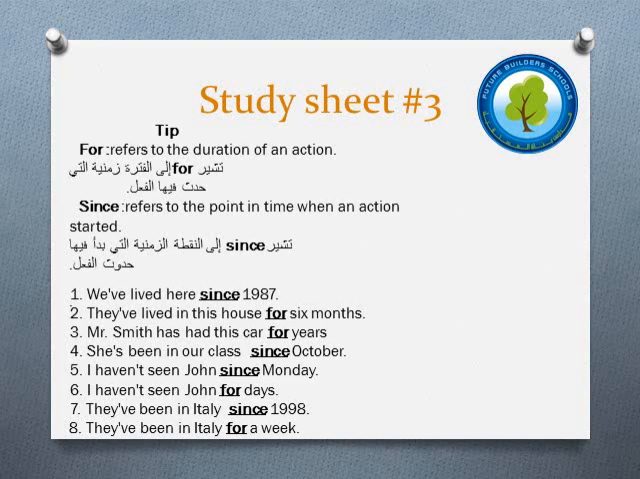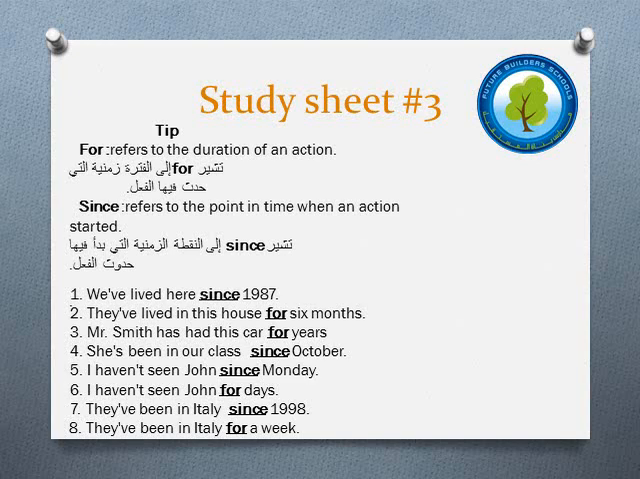Sentence number 5. I haven't seen John since Monday. And sentence number 6, the same sentence, I haven't seen John for 4 days. Number 5, since Monday, and here we mentioned the name of the day. عندما ذكرنا اسم اليوم, we used since. But we used for with days, أيام. But they didn't mention when these days started. متى بدأت الأيام هذه.